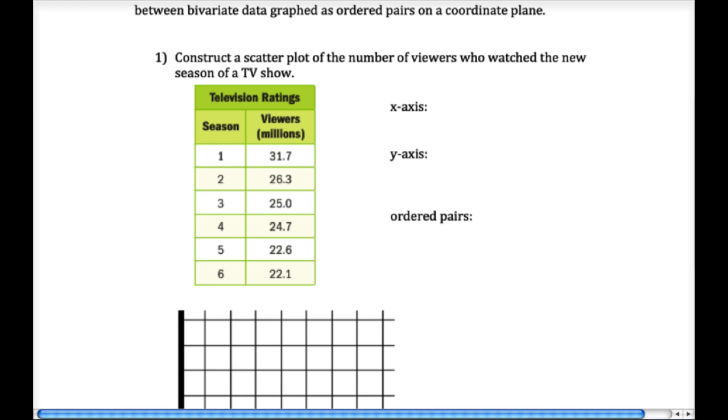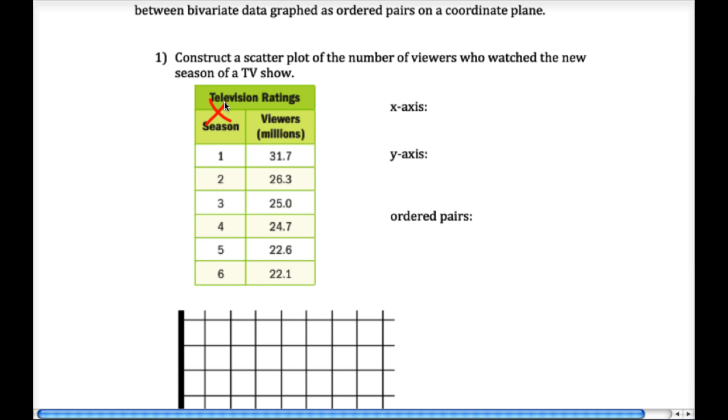All right, construct a scatter plot for the number of viewers who watched the new TV season of a TV show. So, season 1, you got 31 million. Season 2, 26.3 million. All the way, 6 seasons of this show. Which one's the X and which one's the Y? X is season. And then Y is viewers.